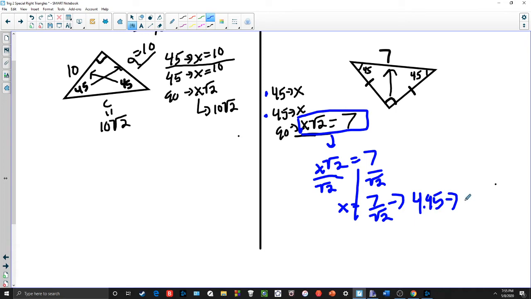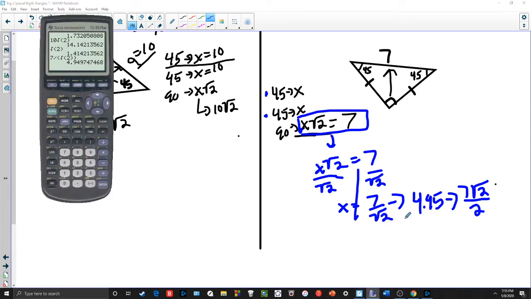What happens is that you bring the root 2 up to the top. You keep the 7 where it is, so 7 stays there. You bring the root 2 up to the top, so root 2. And then on bottom, you just put down whatever was inside the root, which is just 2. And that would be how you leave your answer.